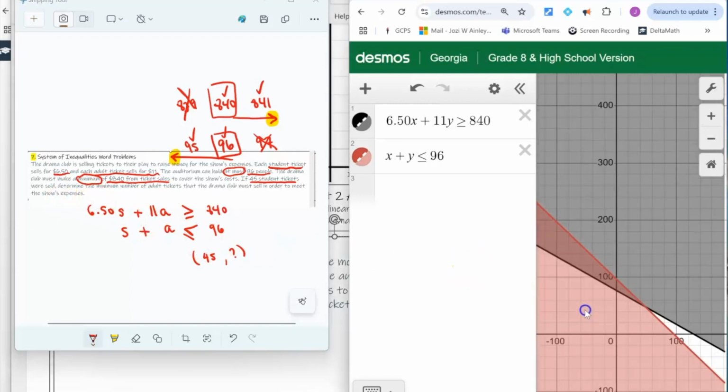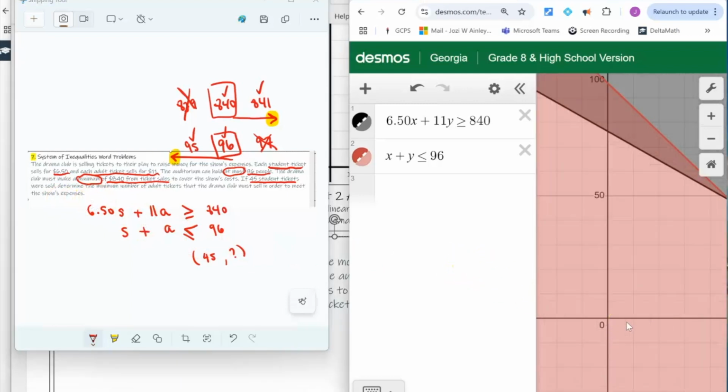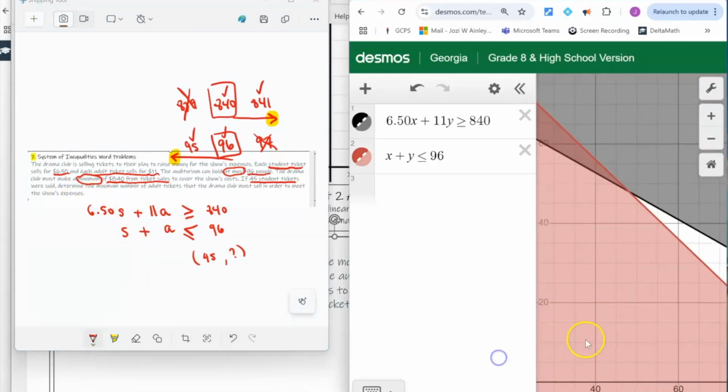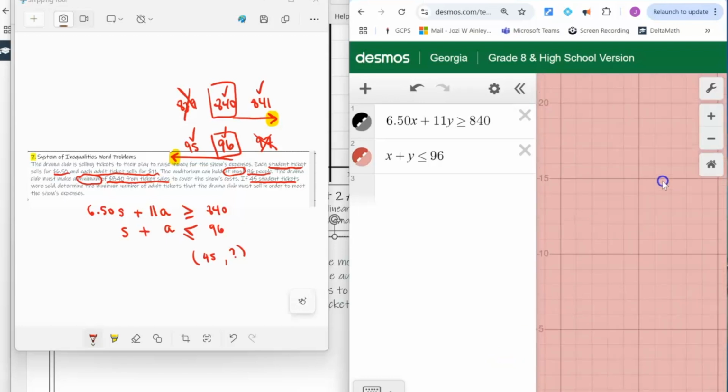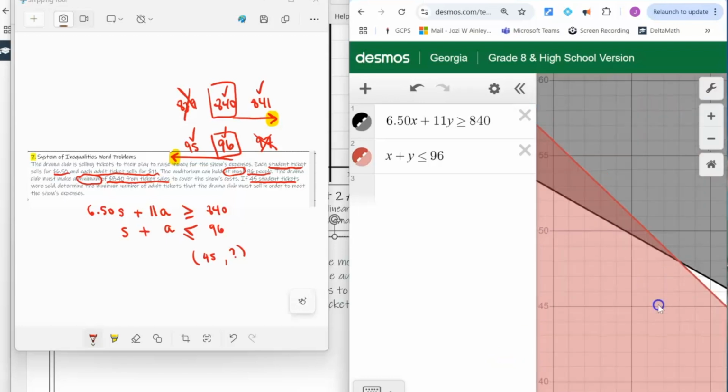So I have to go see when X is 45. So I'm just going to zoom in. That's 20, that's 40, and then this is 60. I'm just going to zoom in. There's 45. Boom. I'm going to go to 45. Then I'm going to go to my shaded area. So that's anything in here, right? On 45. So I have to be on this line here.